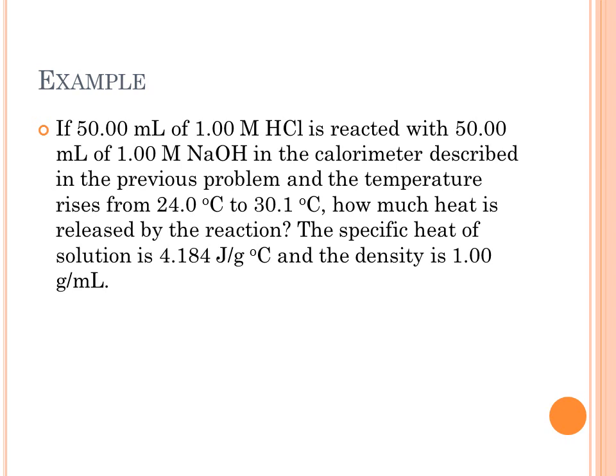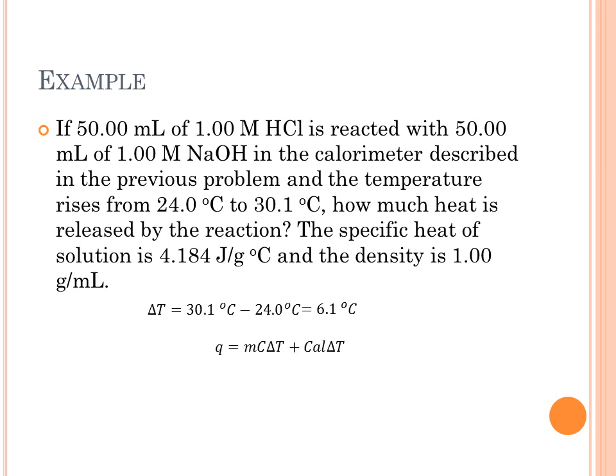Temperature rises from 24.0 to 30.1 degrees Celsius. How much heat is released? We're going to assume the solution has specific heat equal to water, and the density is also that of water, so 50 milliliters will become 50 grams. So the change in the temperature, 30.1 degrees Celsius minus 24, will be 6.1 degrees Celsius.